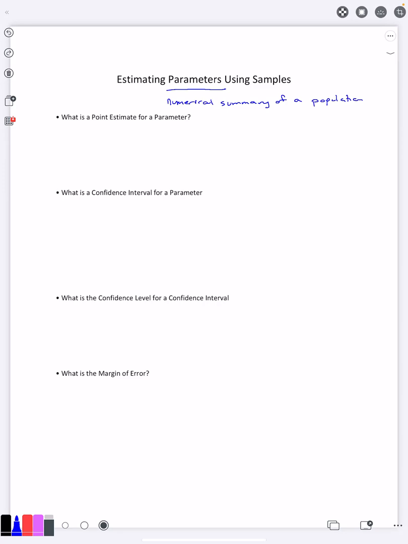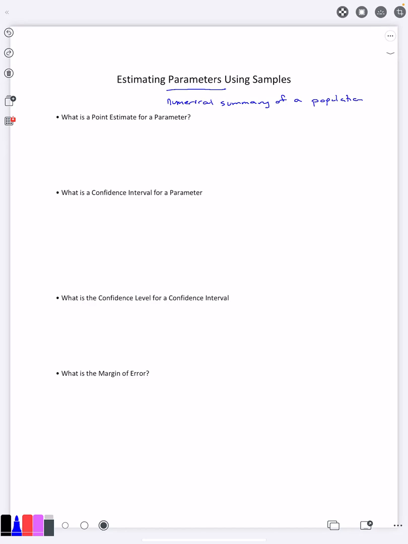And it turns out that even though we can't do a census realistically, we can actually take a sample and still get a pretty good approximation for what the population parameter actually may be. And there are two ways that we're going to go about this. One is pretty straightforward and easy, and the other one's going to be something you probably never thought of before. So the first thing is a point estimate.